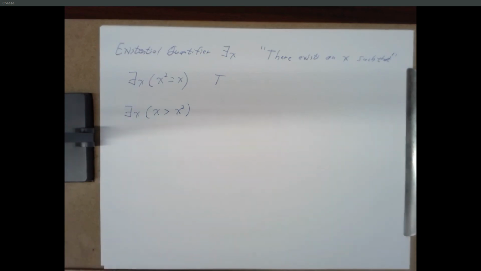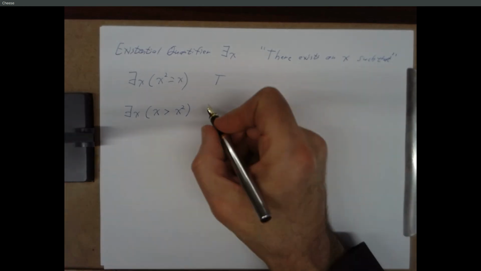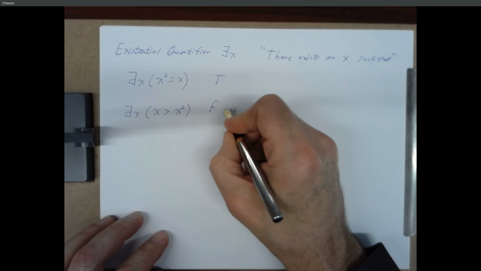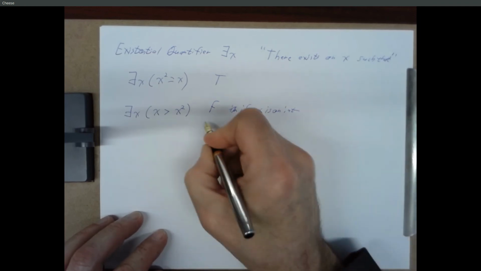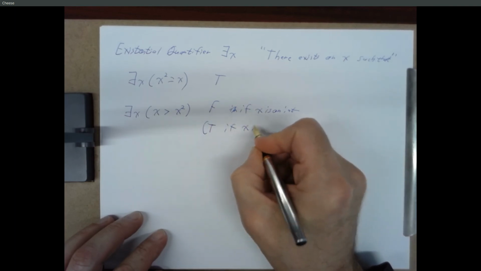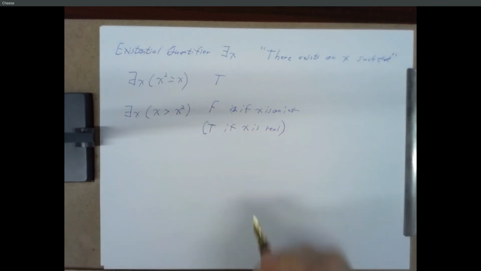There exists an x such that x is bigger than x squared. Is that true? If yes, what's an example? So if there's a fraction, yeah. If we go over the integers, it's false. If we go over reals, we could do 1/2. And 1/2 is bigger than 1/4, which is its square. So this is false if x is an integer. It's true if x is real or even just rational.